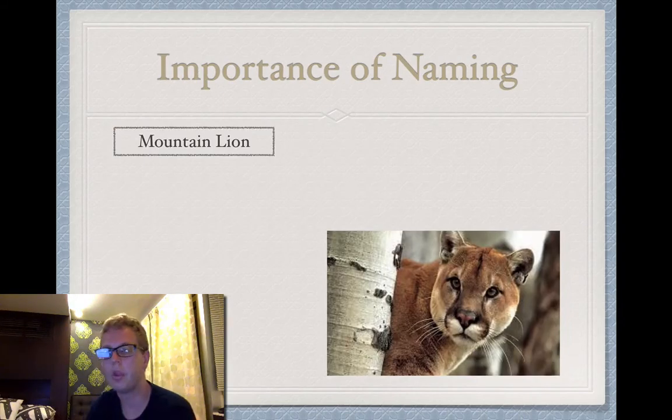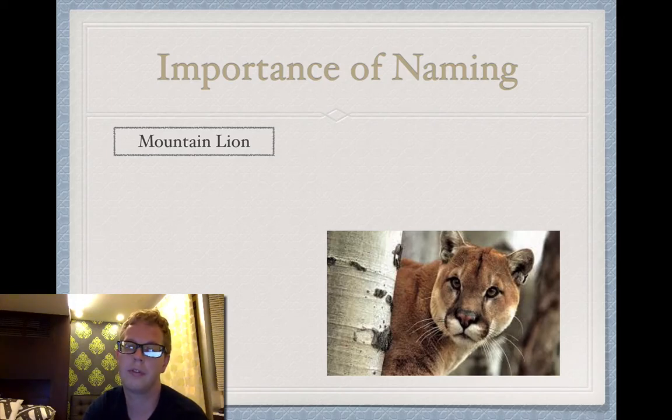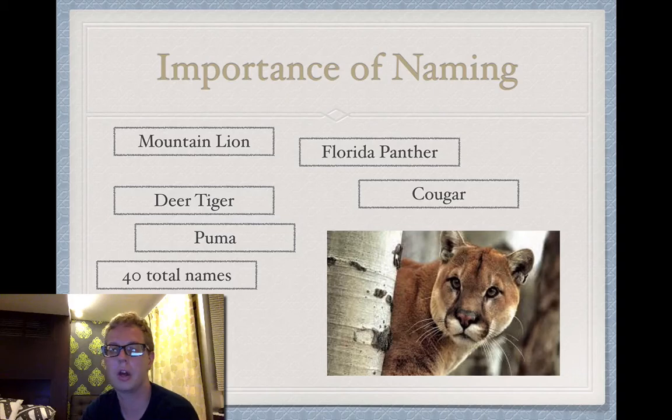Now, why is naming so important for biology? So here I have a picture of a mountain lion, and that's its common name, but mountain lion also goes by 40 different names depending on where you are. All right, and so it's really important that we use a scientific name for mountain lions, and we're going to talk about them more on the upcoming slide.